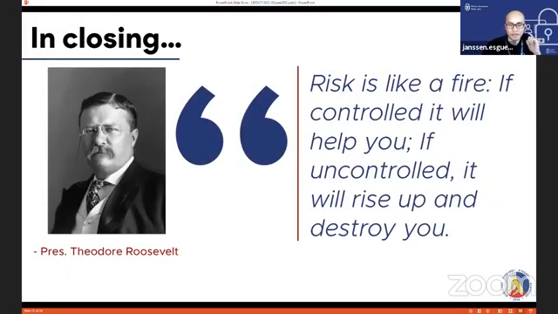So in closing, I would like to close our session this morning with the adage of President Theodore Roosevelt saying, risk is like a fire. If controlled, it will help you. If uncontrolled, it will rise up and destroy you. So I usually associate security incident management with fire. Sabi nga nila, di ba, yung manakawan ka na, wag ka lang masunugan, di ba? Because when we expect it, we should be able to have protocols on how to respond. So, wag magpapanik. Hopefully, in this session, I have provided some insights on how to manage security incidents in lieu of the Security Operations Center.